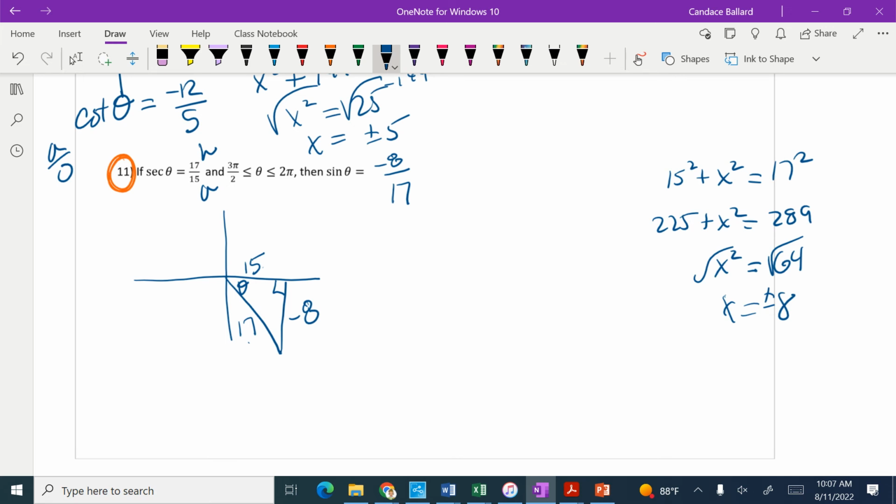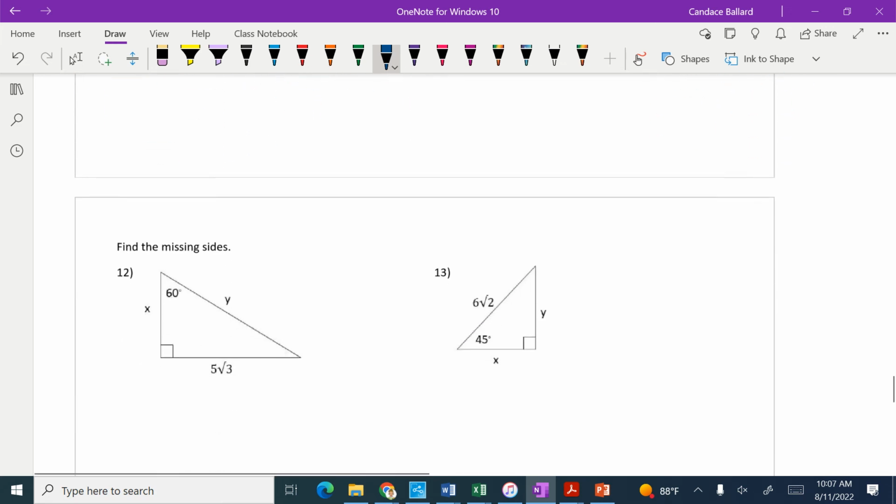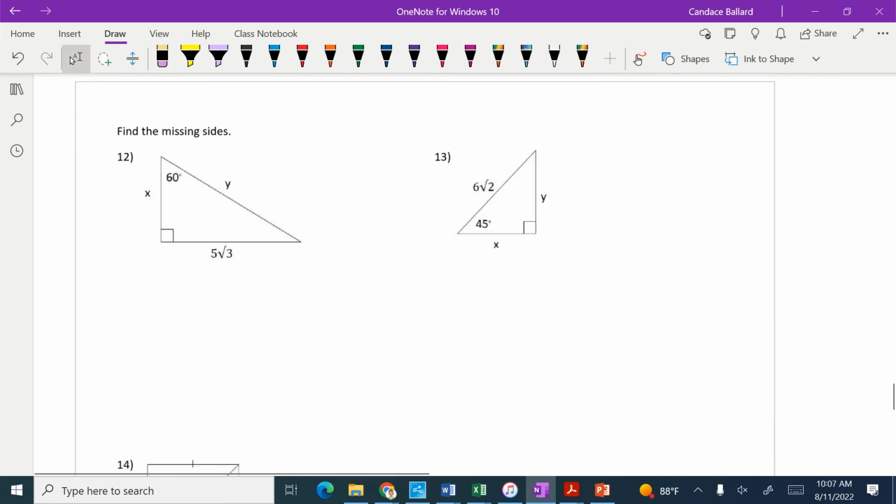All right. We are going to go in the way, way, way back machine. We're going to go back to 30-60-90 and 45-45-90 just to refresh our memories. And then I have a problem that's a little bit of a challenge for you, hopefully. Probably not once I show you these.